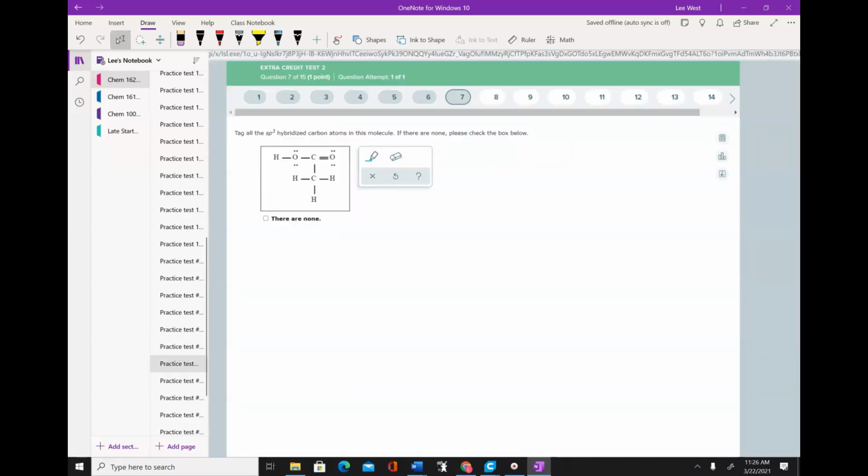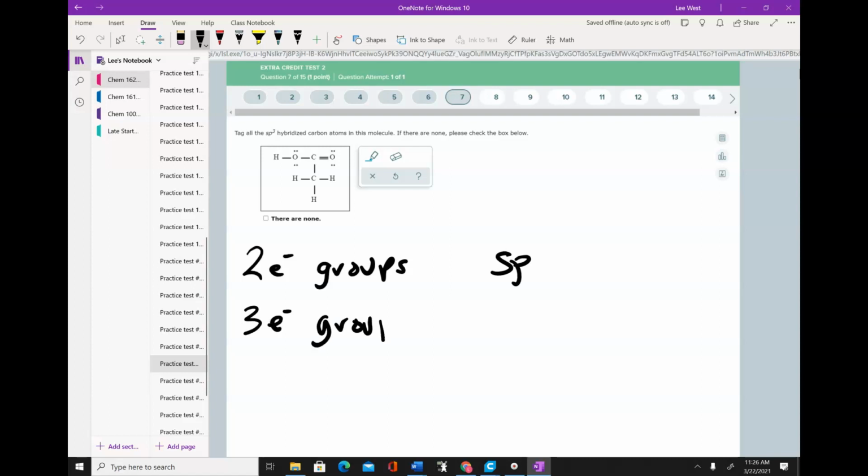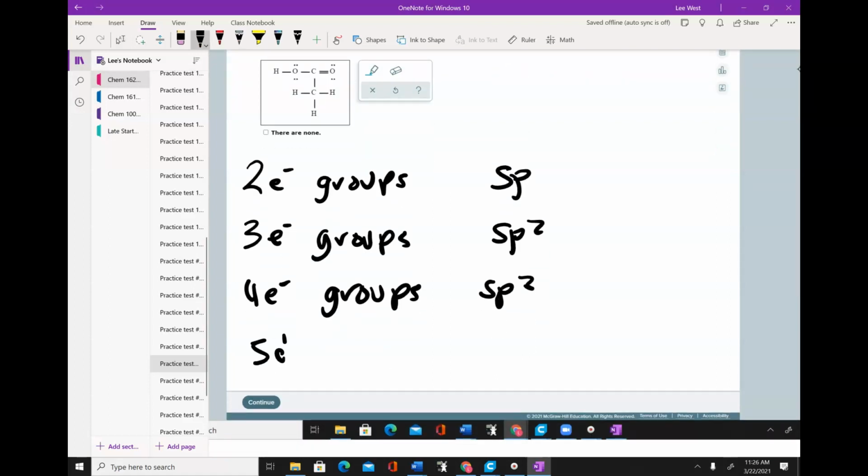Okay, so this question is asking you to tag all sp3 hybridized carbon atoms in the molecule. So in order to figure out hybridization, you need to look at the number of electron groups around an atom. So it's pretty simple. If you've got 2 electron groups, it is sp hybridized. 3 electron groups, you got sp2 hybridization. 4 electron groups, sp3. 5 electron groups, sp3d.